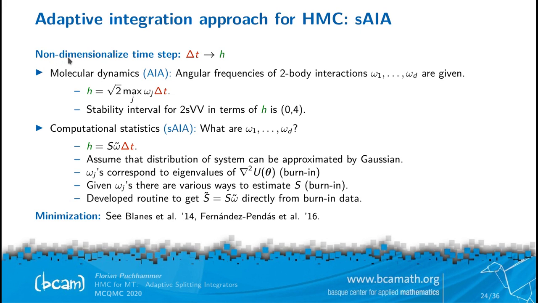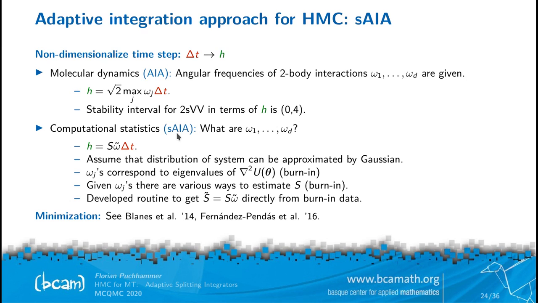which basically relies on non-dimensionalizing the time step in the first place. So we go from delta t to h. And in molecular dynamics, where it is also referred to as the SAIA algorithm, we're given the angular frequencies of two-body interactions, and for h, we just take a safety factor times the maximum frequency times delta t. And in doing so, we get a canonical stability interval from 0 to 4.